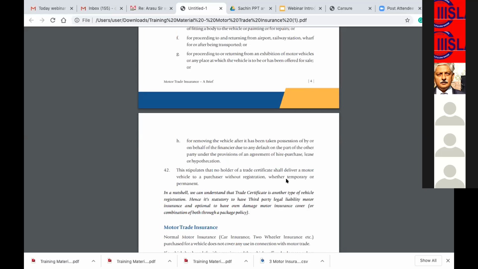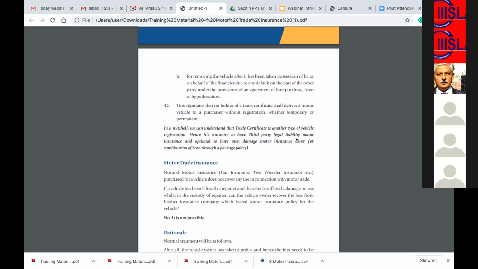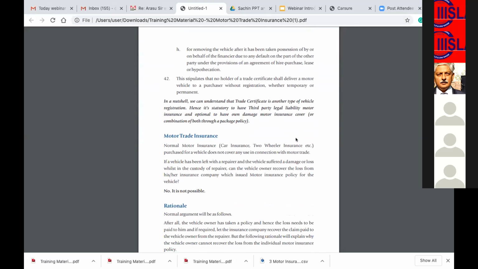So let us understand, customer vehicle registered owners on one side, and on the other side all the stakeholders of the motor insurance, motor industry: manufacturer to dealer to repairer to paint shops to financier, recovery agents, used car dealers. Everybody will come under the scope of the trade certificate of the law. I repeat, trade certificate of the law, and also naturally motor trade insurance.